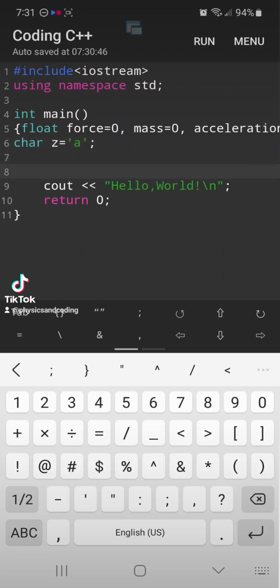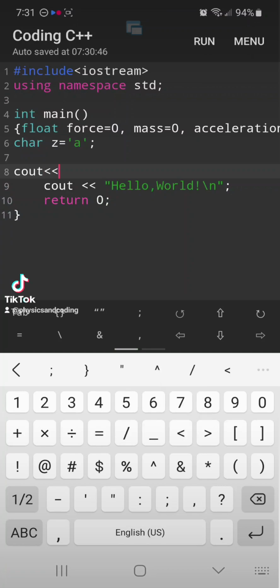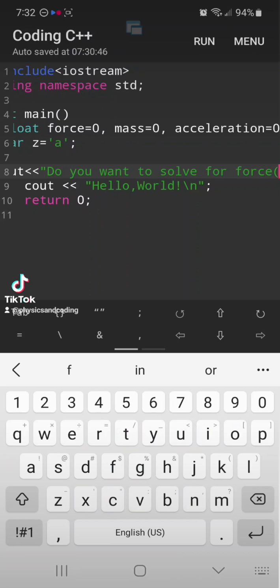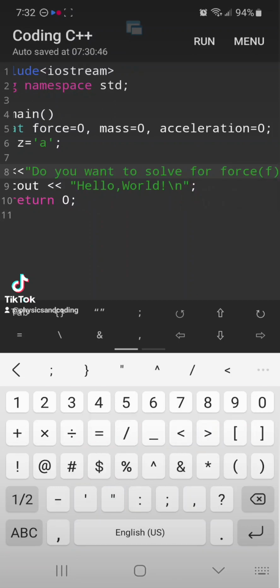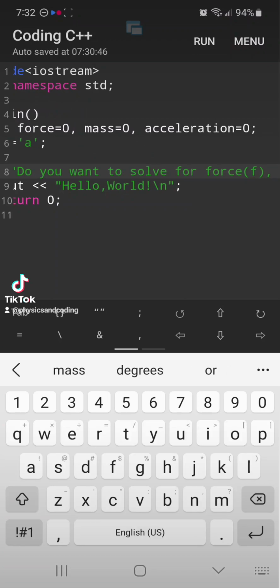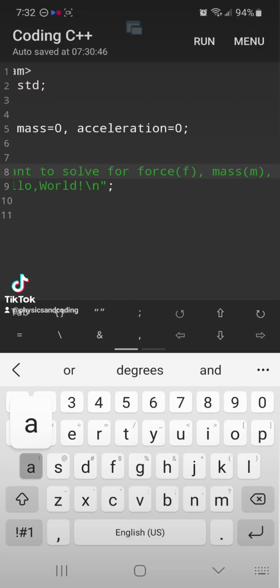So now we're going to ask the user if they want to solve for force, mass, or acceleration. So cout. Okay, and then do you want to solve for force? Then in parentheses F, so I know to enter F. Char only allows for one character to be entered, so I can't input words. So the mass will be M, and then acceleration.